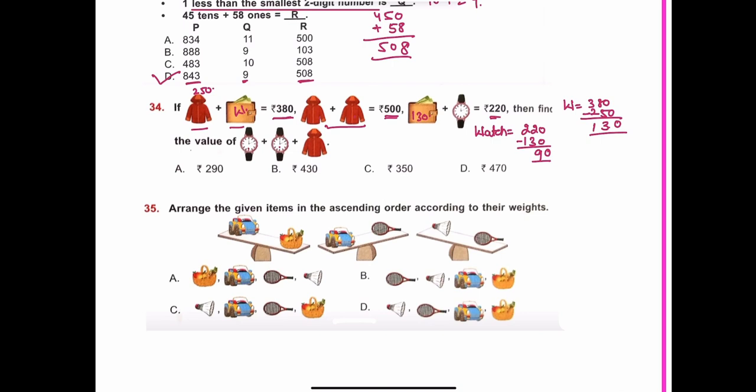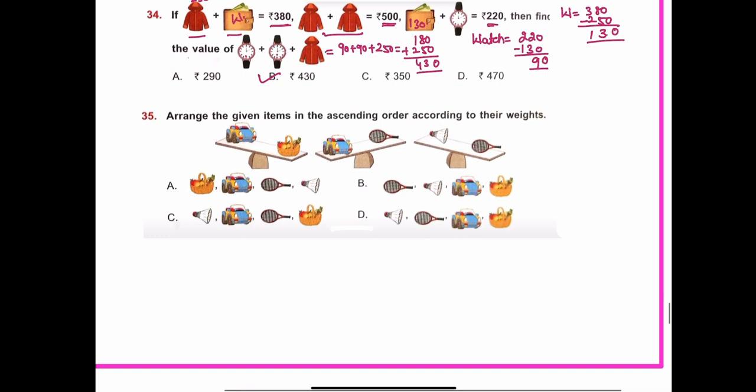Okay, now we have to find the value of 2 watches and 1 jacket. So it is equal to 90 plus 90, plus for 1 jacket it is 250. So simply find this value. 90 and 90 is 180, plus 250. 8 plus 5, 13, and 2, 1, 3 and 1, 4. So 430, option B.